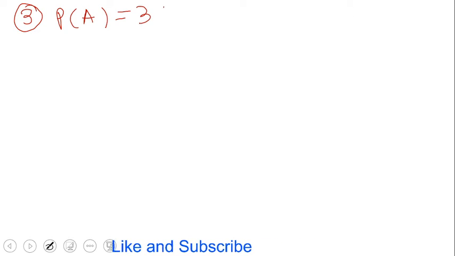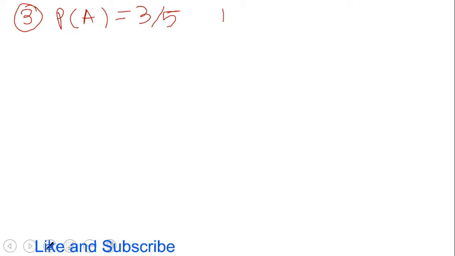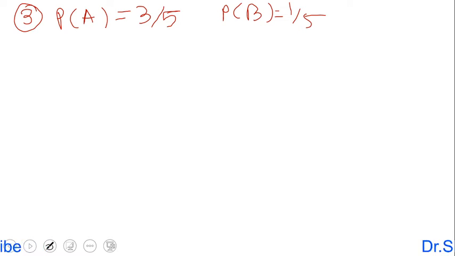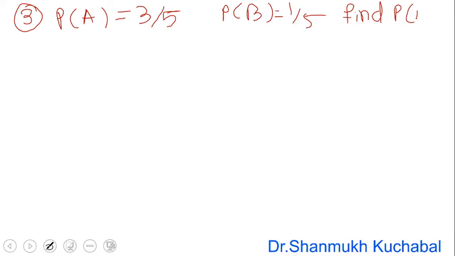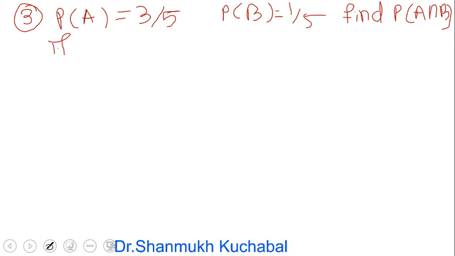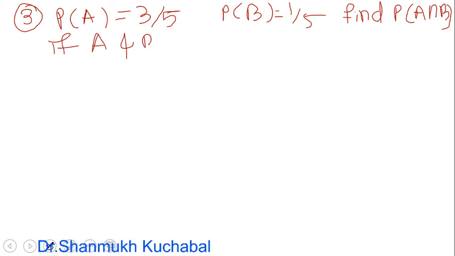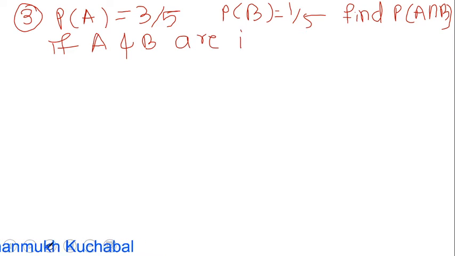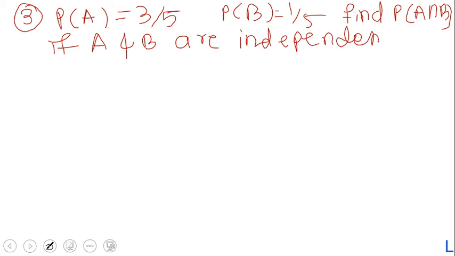Okay, so one more example we will discuss. For example, example number 3, probability of A is equal to 3 divided by 5. Probability of B is equal to 1 divided by 5. Find probability of A intersection B, if events A and B are independent. So this is the question.